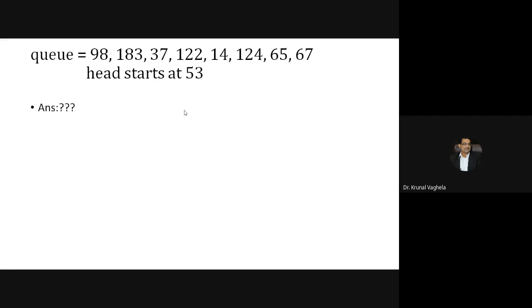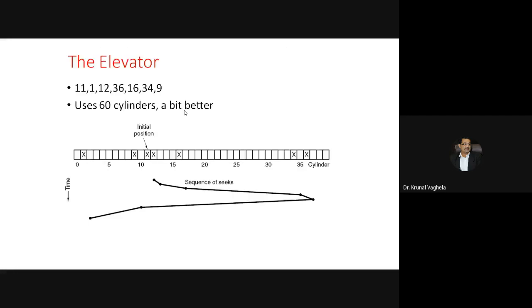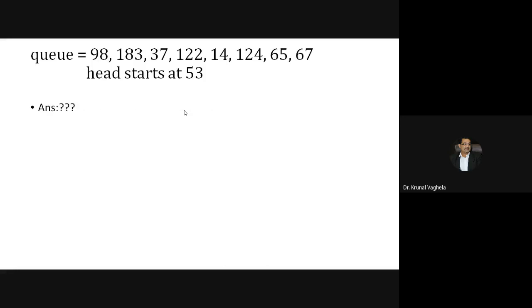Can you do this quickly? If you want to use the elevator, how many cylinders will it traverse? This one.